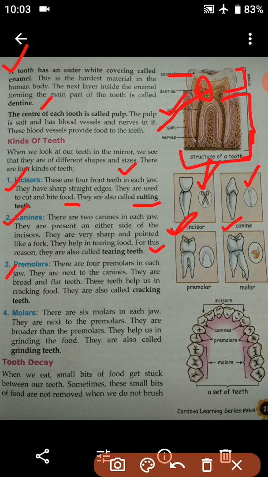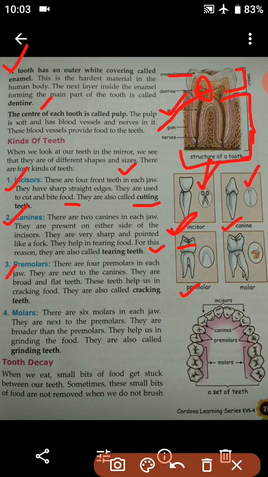There are 4 premolars in each jaw. That means in the upper jaw there will be 4 premolars, and in the lower jaw there will be 4 premolars. And this is the image of a premolar tooth. They are next to the canines. So students, these premolars are present next to the canines. They are broad and flat teeth. So students, you can see they are very broad and they are flat in structure.